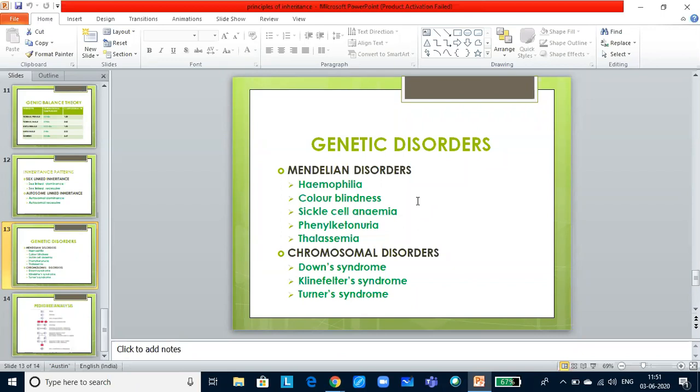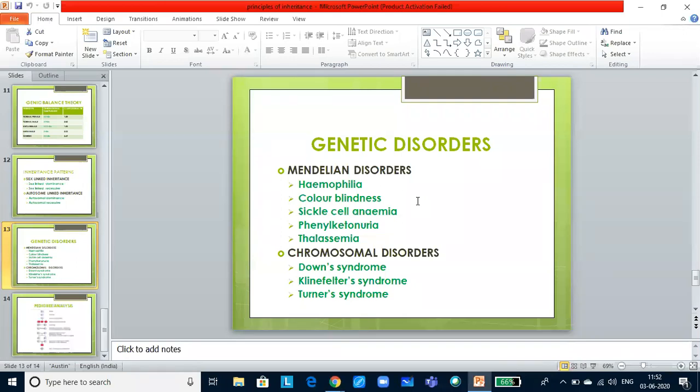Now, Klinefelter syndrome, this genetic disorder is due to the presence of an additional copy of X chromosome, resulting in the karyotype of 47, that is XXY. So, it will be 22 plus XXY. Some such individuals will have overall masculine development. However, they also exhibit feminine development like gynecomastia, and such individuals are sterile.